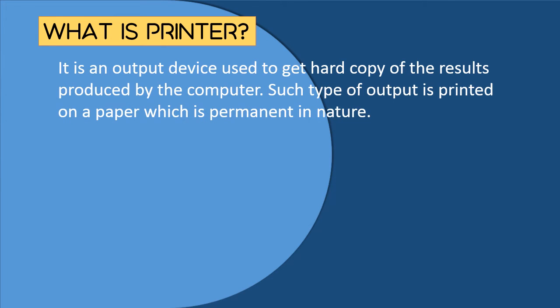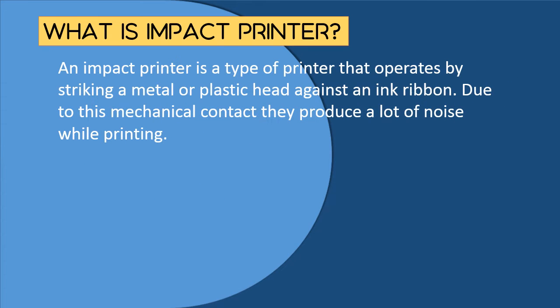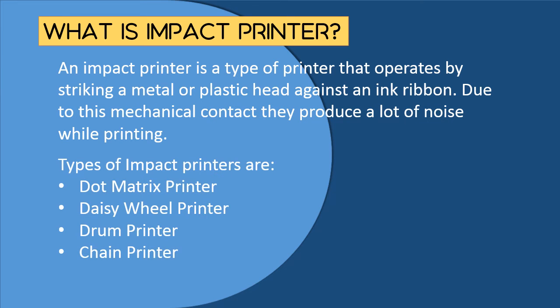What is a printer? It is an output device used to get a hard copy of the results produced by the computer. Such output is printed on paper, which is permanent in nature. Printers can be divided into two categories: impact printers and non-impact printers. What is an impact printer? An impact printer is a type of printer that operates by striking a metal or plastic head against an ink ribbon. Due to this mechanical contact, they produce a lot of noise while printing. Types of impact printers are dot matrix printer, daisy wheel printer, drum printer, chain printer.